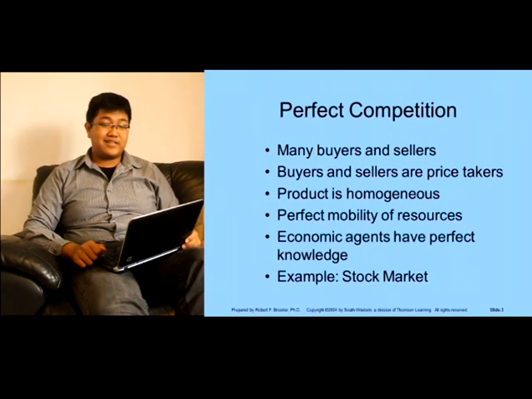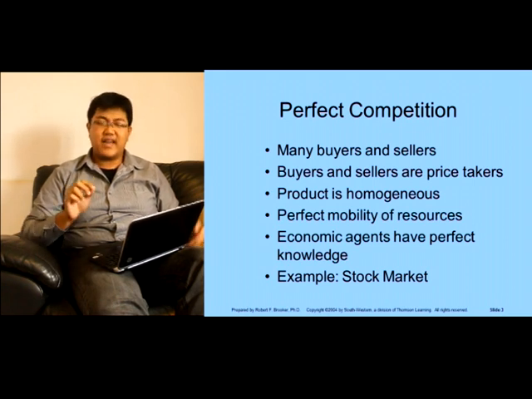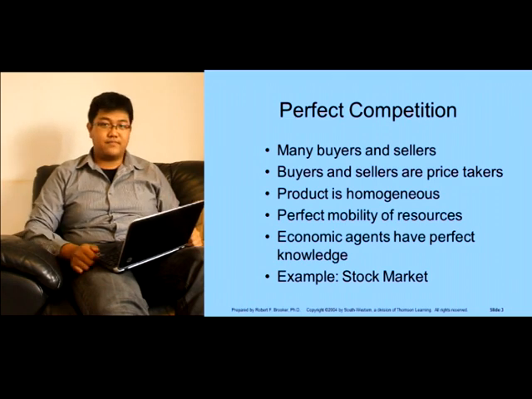Here are the characteristics of perfect competition. It has many buyers and sellers. Buyers and sellers are price takers. The product is homogeneous. There is perfect mobility of resources. Economic agents have perfect knowledge, and an example is the stock market.